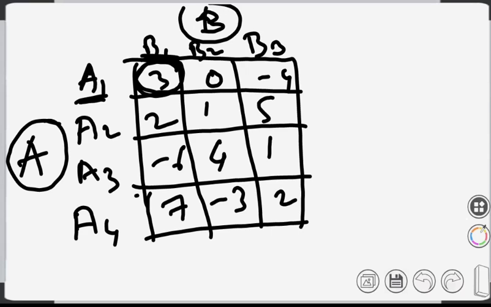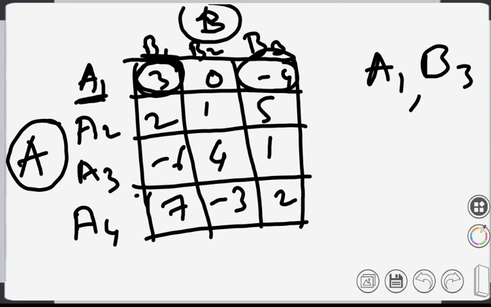So A1 B3 means player A is playing strategy 1 and player B is playing strategy 3. In that case the value is minus 4. That means player A has to give player B rupees 4, and that is why it is written as minus 4.